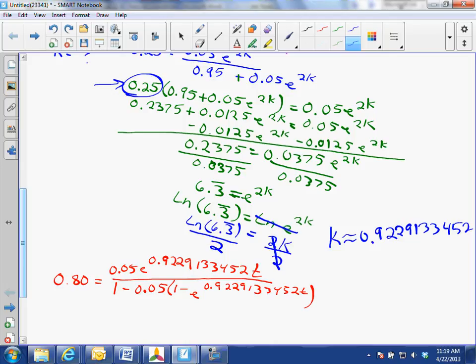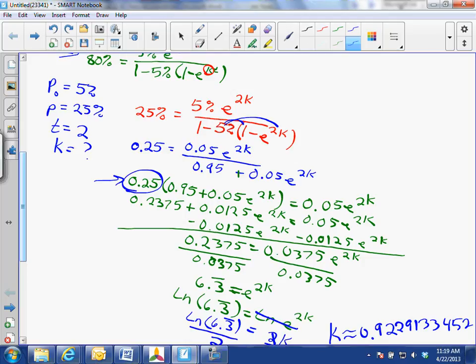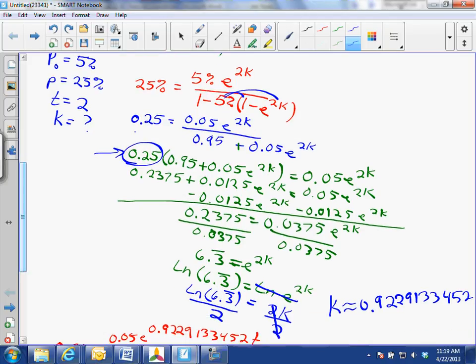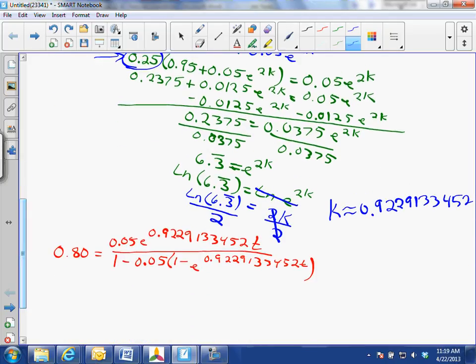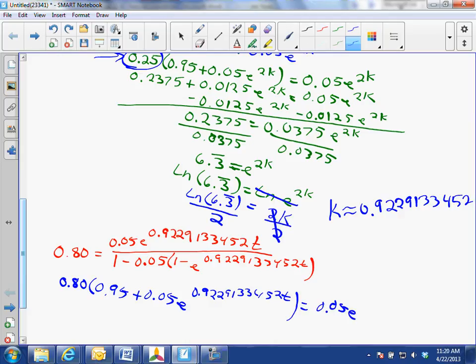The only thing that's changed is that instead of 0.25, it's 0.80, and instead of 2k, we have the big long decimal t. So we're doing exactly the same process. We don't put 2k, we put big long decimal t. So we can just copy down from here: 0.80 times 195 plus 145, using the big long decimal. T equals 0.05 e to the big long decimal.